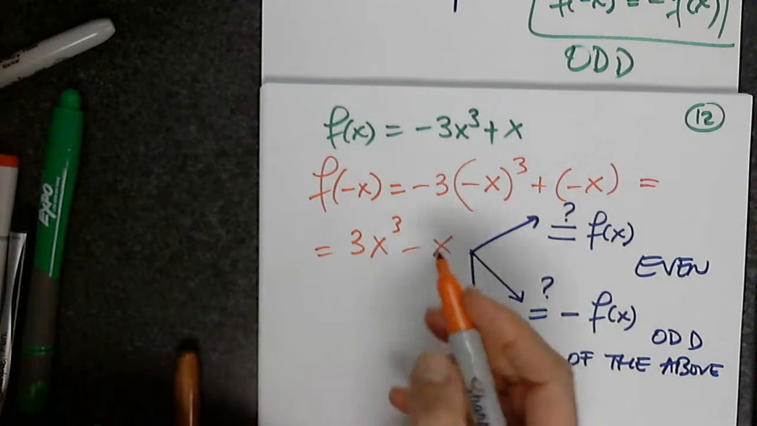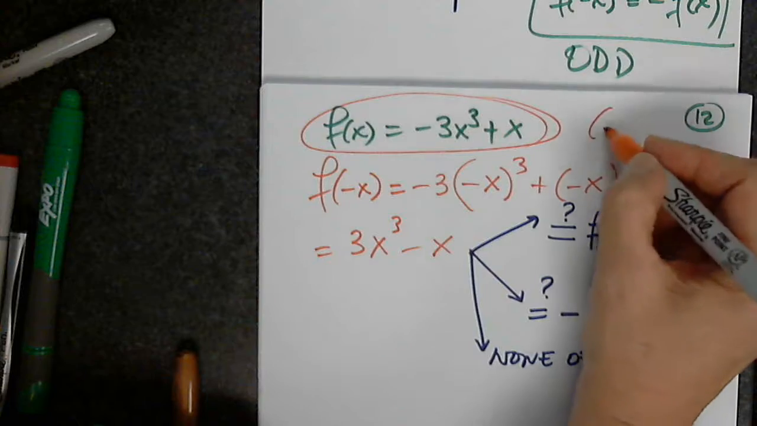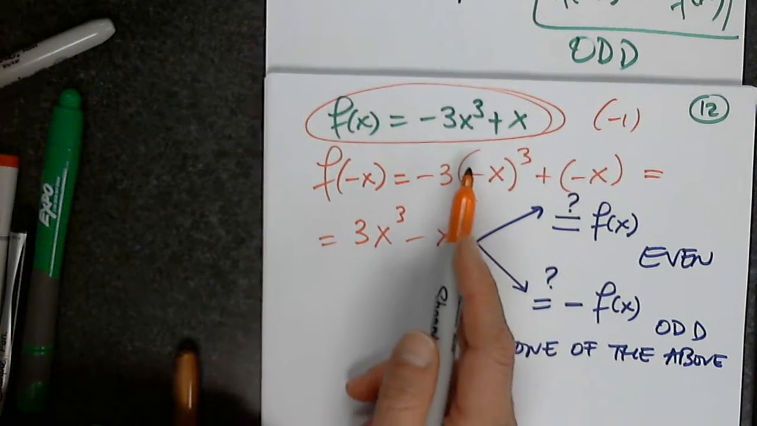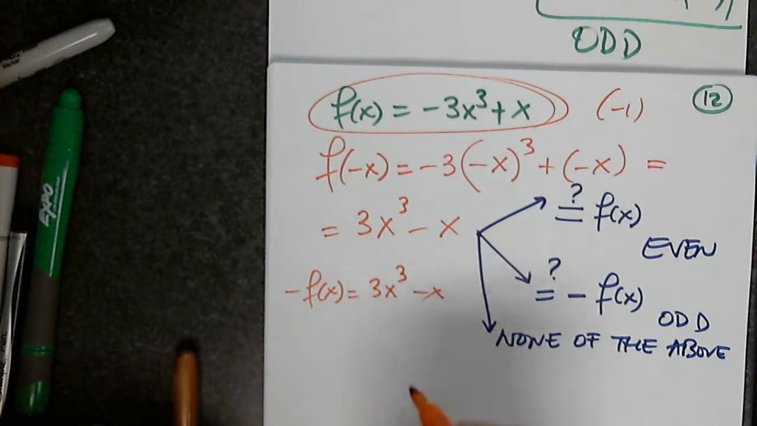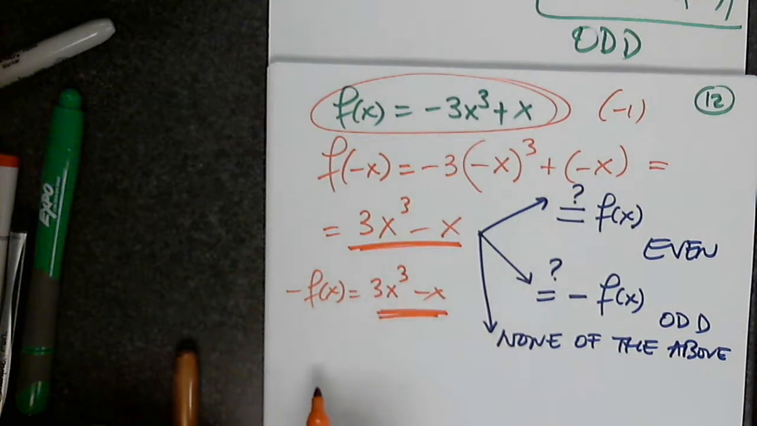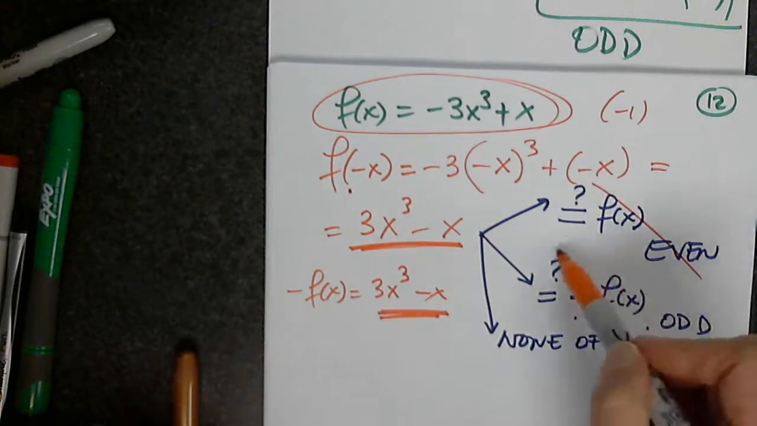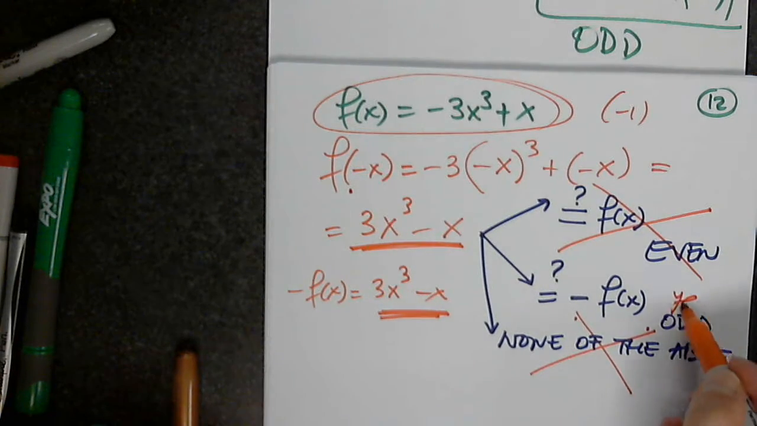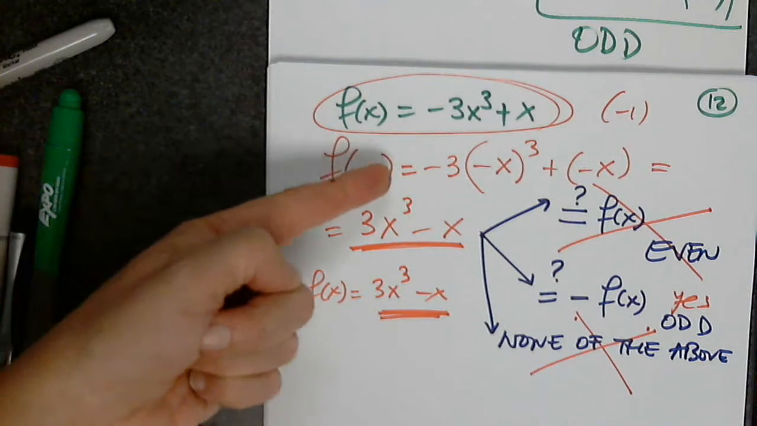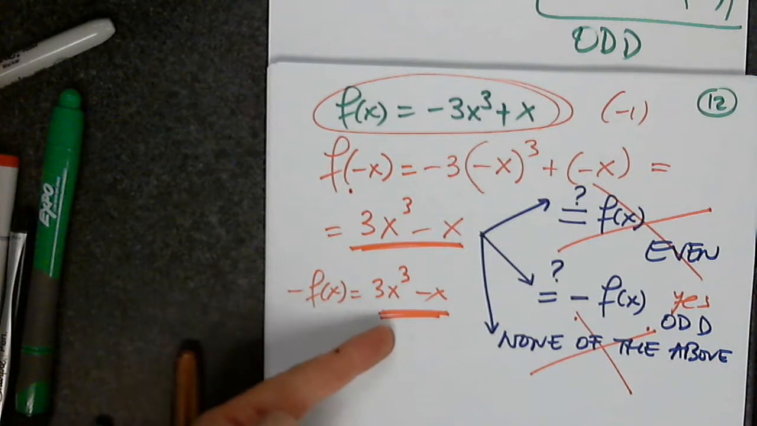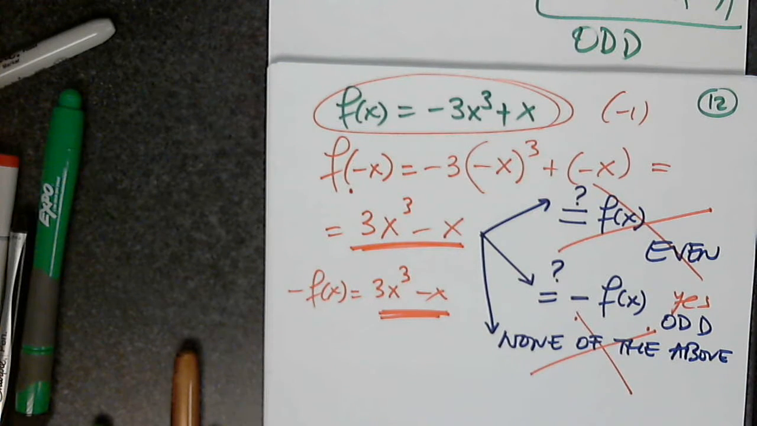Yes, because I will determine negative f of x. Determining negative f of x requires multiplying this equation both sides by negative 1, and I can do it. Negative f of x equals 3x cubed minus x. And it happens that these two are the same, meaning f of negative x equals negative f of x. This is a no, this is a no, and this is a yes. Since f of negative x equals negative f of x, the function is odd. Any questions?